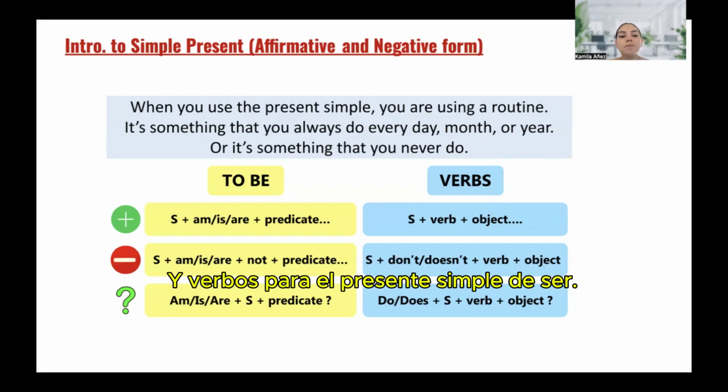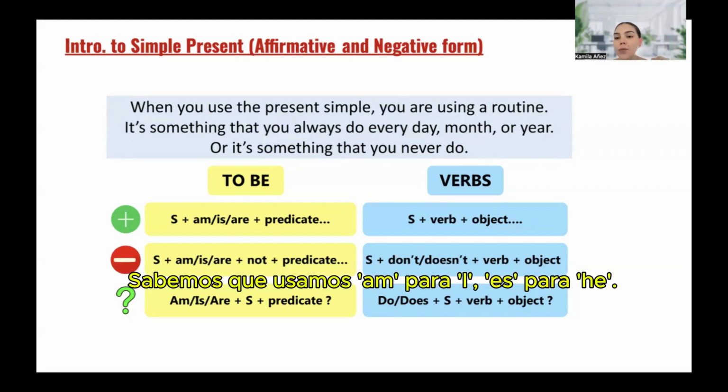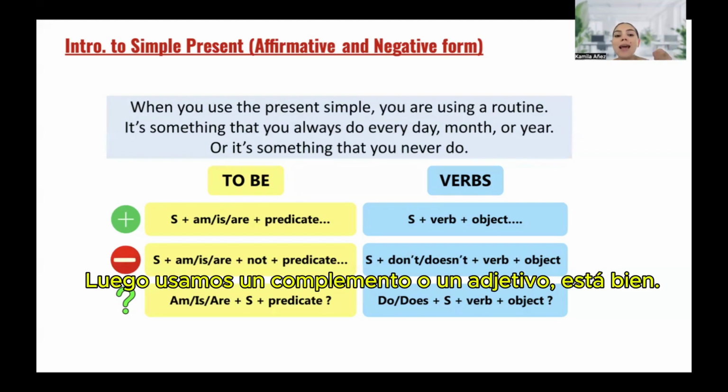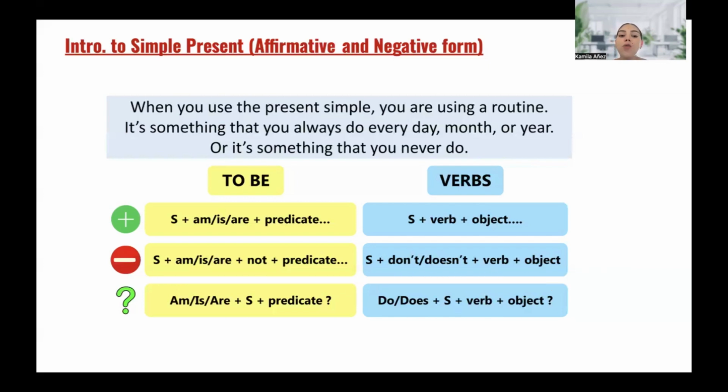To be, for positive, we have subject. Then we use a verb to be: am, is, are. We know we use am for I, is for he, she, it, and are for we, you, they. Then we use a predicate or complement. All right.